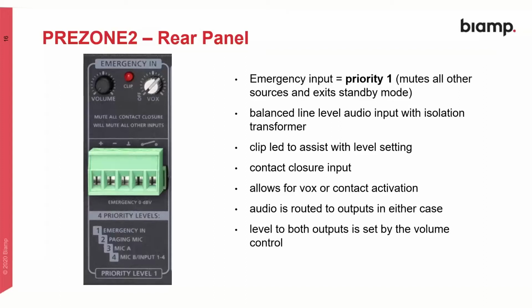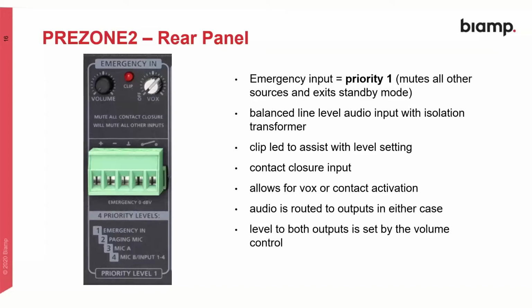There's also a contact closure. So you can use this in multiple ways. You can use it just as an audio signal from the emergency system. And when that goes above a threshold level set by the Vox control there, it will activate the emergency input section and thus disable all other inputs and mute all other sources.